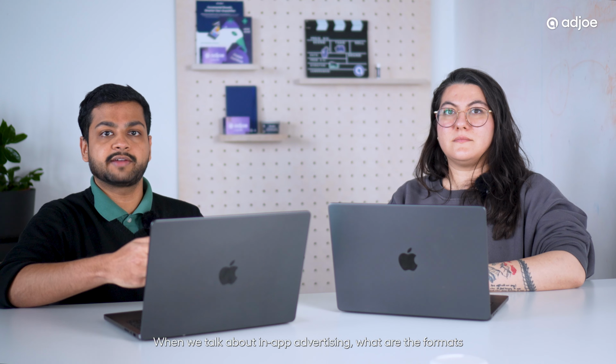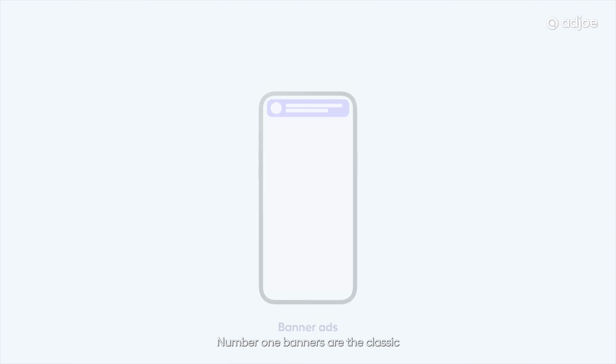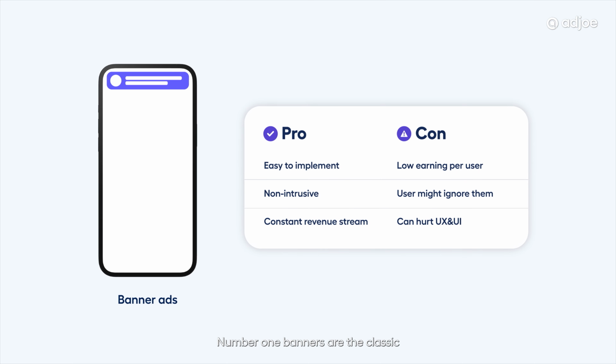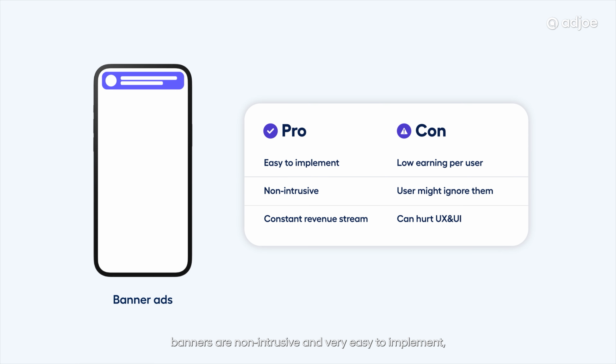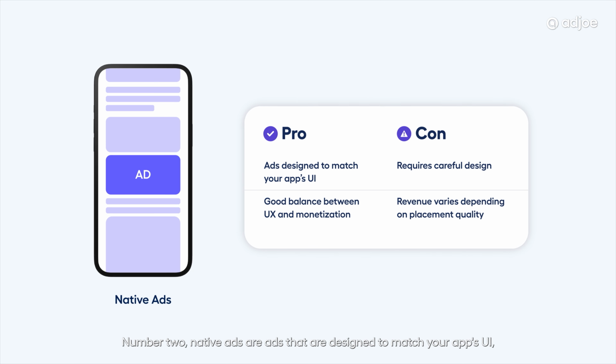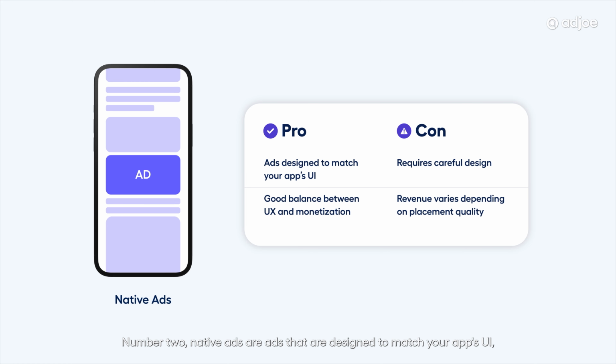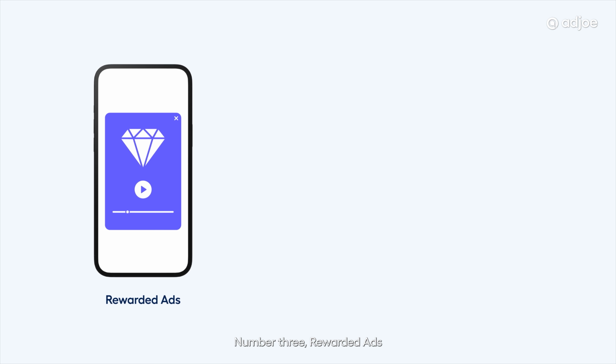Before we jump into the details, let's start with the basics. When we talk about in-app advertising, what are the formats publishers are typically working with? Number one, banners are the classic. Banners are non-intrusive and very easy to implement. But if implemented incorrectly, they can hurt the user experience. Number two, native ads are ads that are designed to match your app's UI, but they require careful design and revenue can be inconsistent. Number three, rewarded ads.